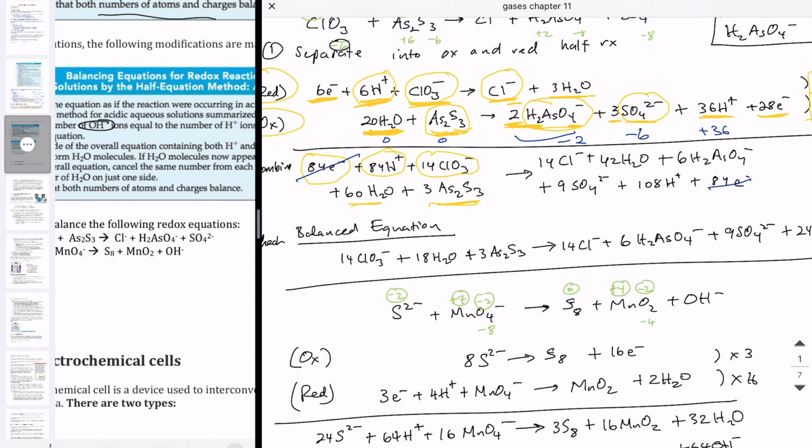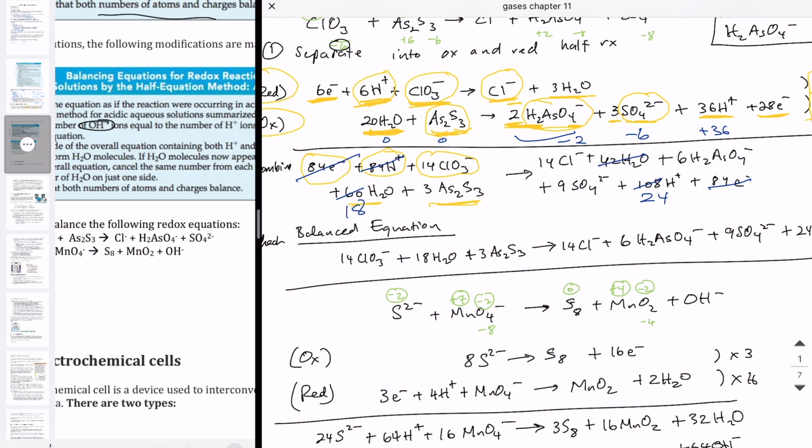So if I look here, the H+, there's H pluses on both sides. There's 84 on this side, there's 108 on this side, so 108 minus 84 should give you 24 H plus that's left on the right side. All the ones on the left is gone. And then the water, 60 on the left, 42 on the right, so all the 42 disappears.